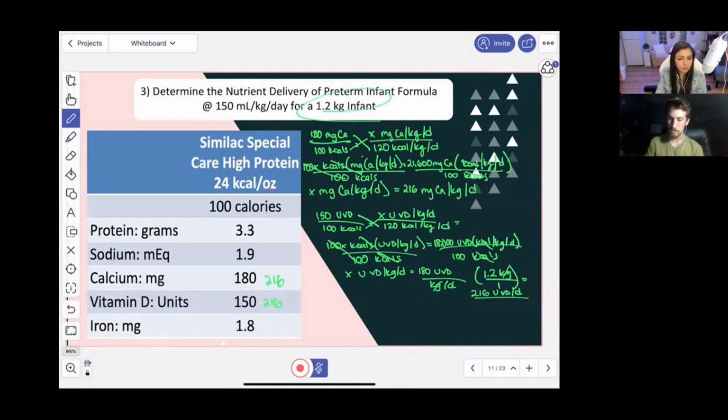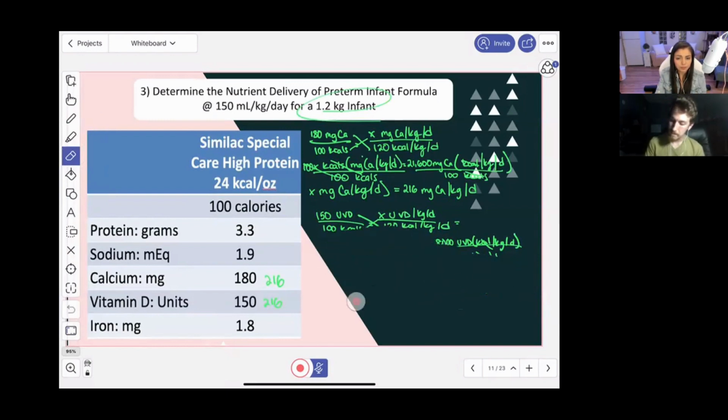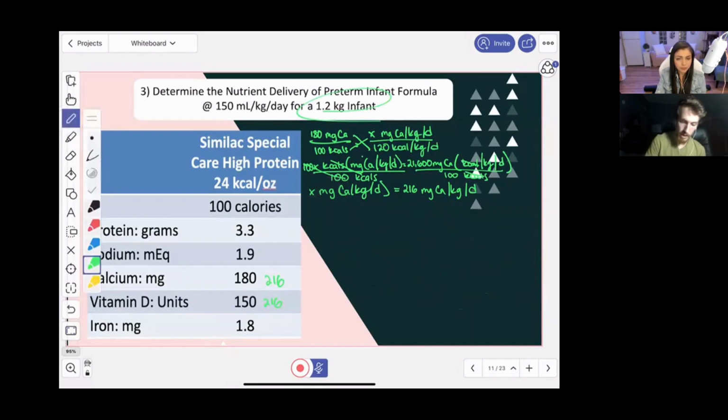So I'm just going to erase all of this so I have a little bit more space. But I know you've all been following along with me, so you have it on your own sheet of paper. Okay, so let's do the iron now.